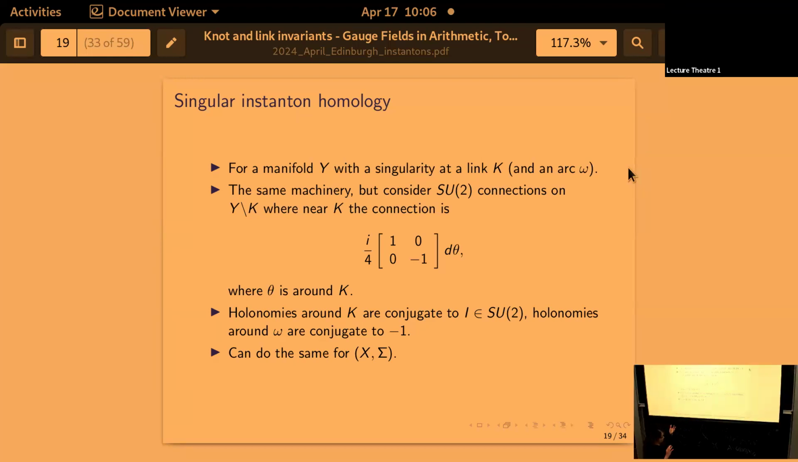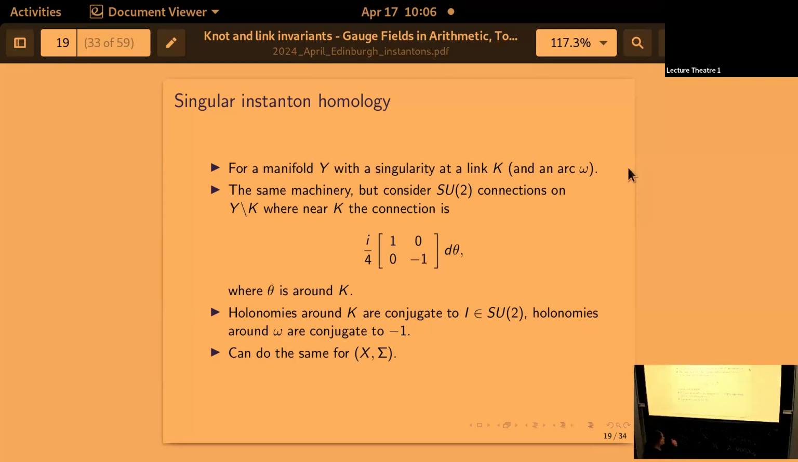If you were on a bundle over all of Y without the singularity at K, then the holonomy should be 1, right? If I take a really small loop, the holonomies should go to 1. So this kind of holonomy is basically measuring how singular you are at this knot. There's also this other little arc that is kind of important, but you don't want to think about it too much, and the holonomy around that is going to be -1. So your bundle is also only defined away from that arc.